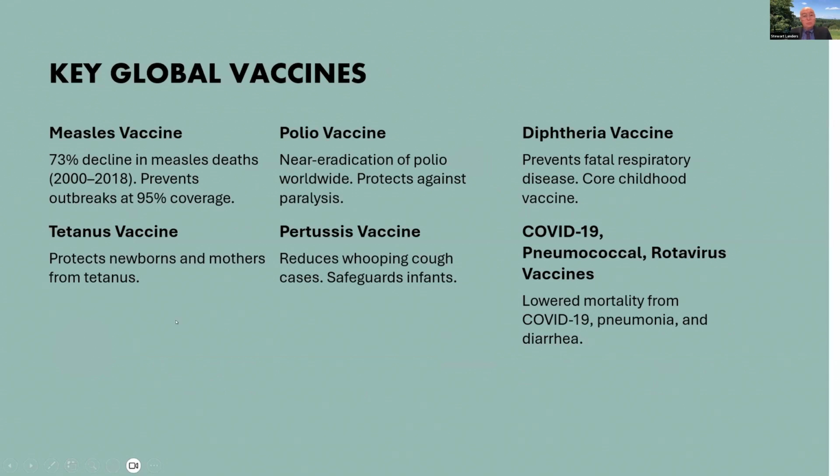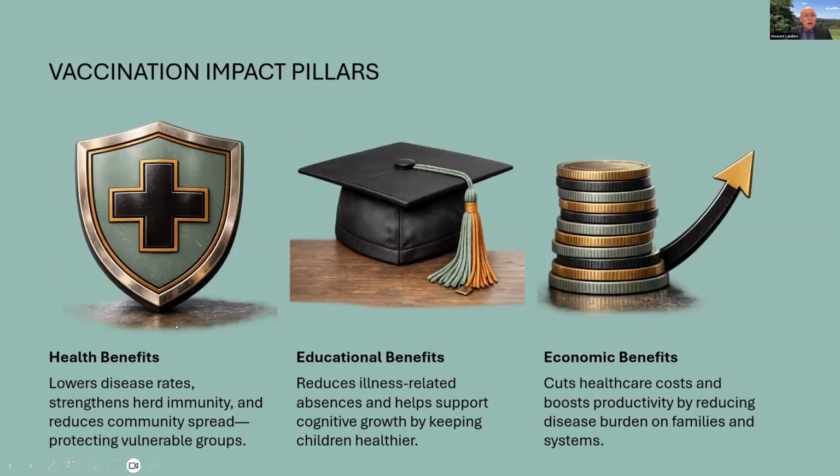Vaccines against diseases like measles, polio, diphtheria, tetanus, pertussis, and more recently COVID-19 form the backbone of global immunization programs. The introduction of pneumococcal and rotavirus vaccines has drastically reduced childhood mortality from pneumonia and diarrheal disease, two leading causes of child deaths worldwide. Next slide, please. Widespread vaccination not only reduces targeted diseases, but also strengthens herd immunity, decreasing community transmission rates. Studies indicate that vaccination programs contribute to improved school attendance and cognitive development by preventing illness-related absenteeism. Economically, they reduce healthcare costs and increase productivity by lowering disease burden, enabling people to earn a living and care for their families. Next slide, please.